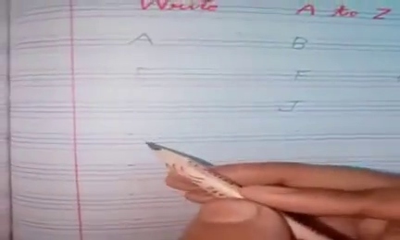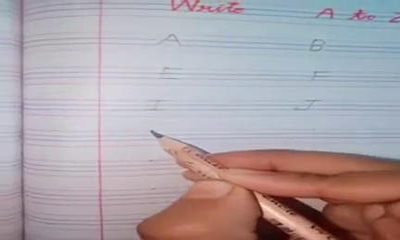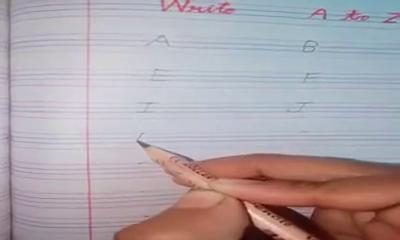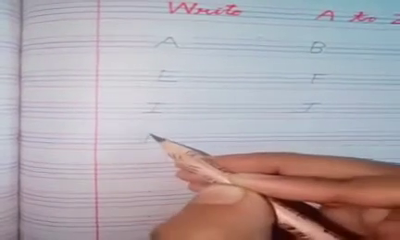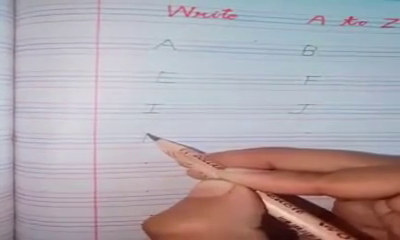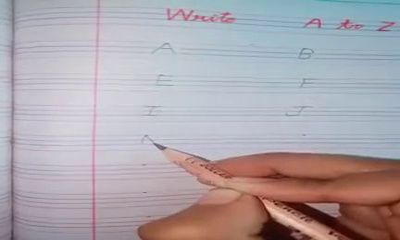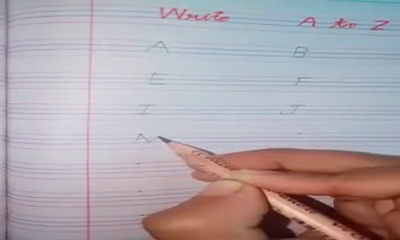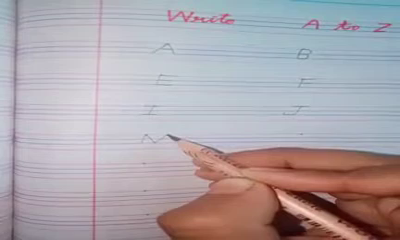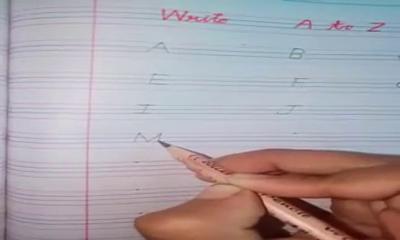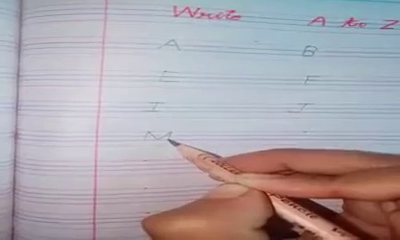Now we write capital M. Start from the top, draw a standing line down like this, go back to the top, draw a slanting line to the left and another slanting line like this. Now a standing line to the bottom like this. This is capital M.